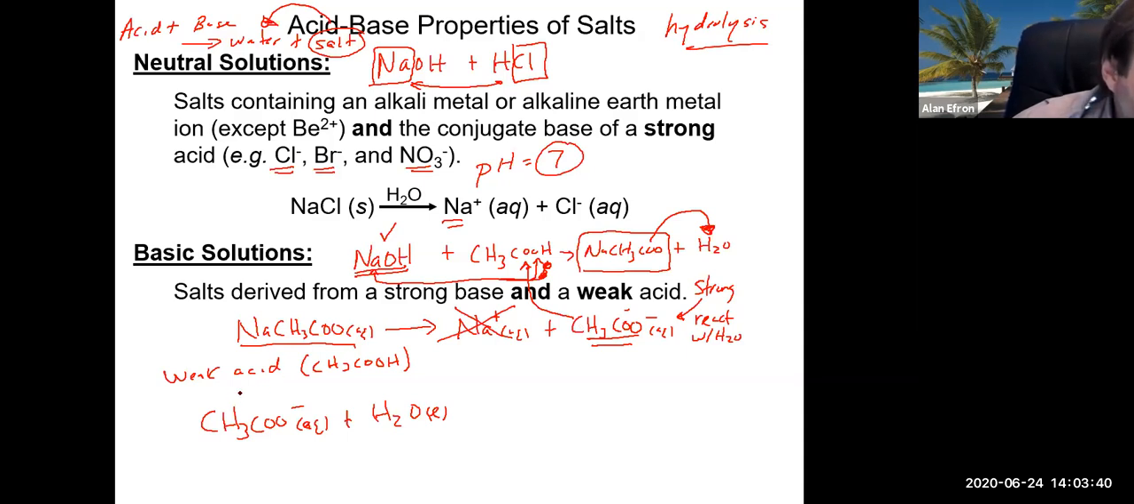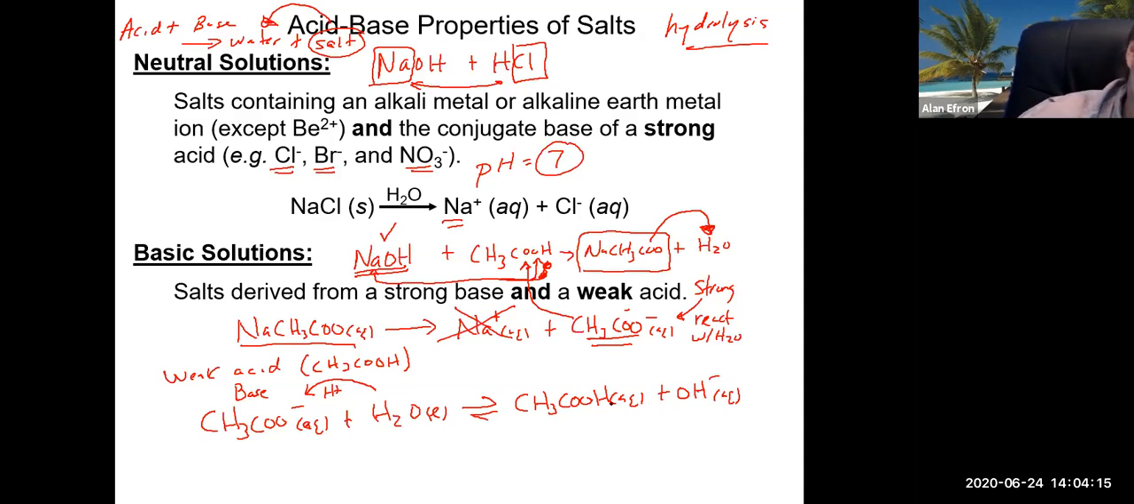And that's really important here because when the acetate goes to react with the water, it's going to react as a base. And the definition of a base is something that will accept an H+, which means in this case, the H+ is going to come from the water over to our acetate. And we're going to get this reaction that will produce acetic acid. And it will produce hydroxide ions.